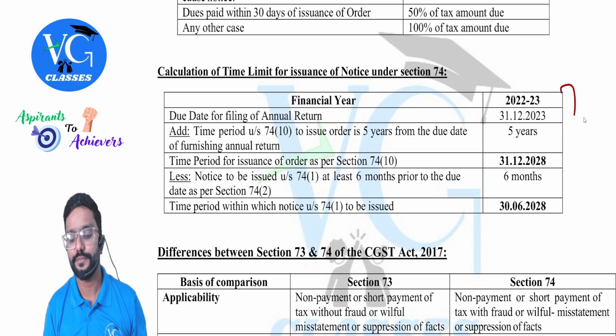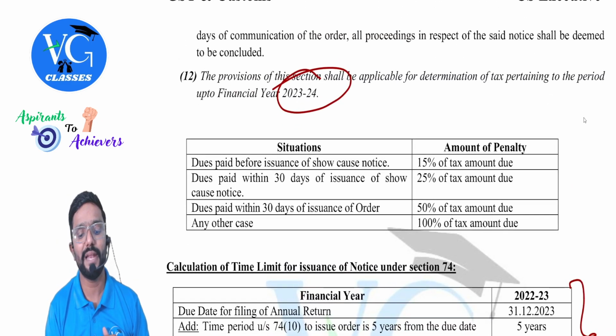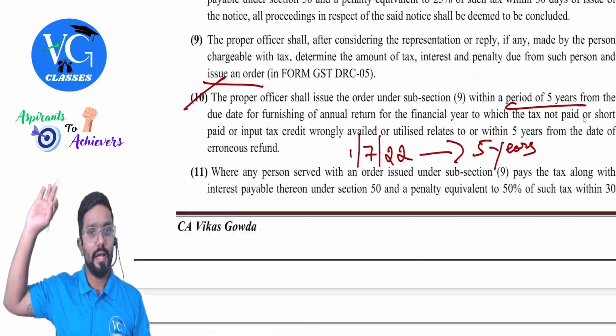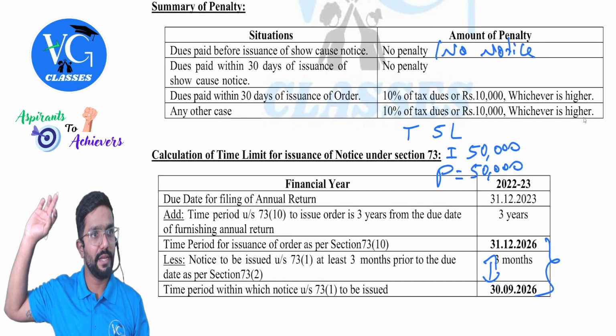Time period you understood now? This anyway I explained. Now coming to penalty part. Please observe here. I will go back to 74 now. Just observe the penalty here.